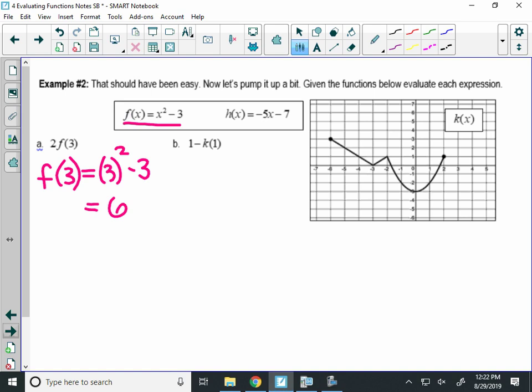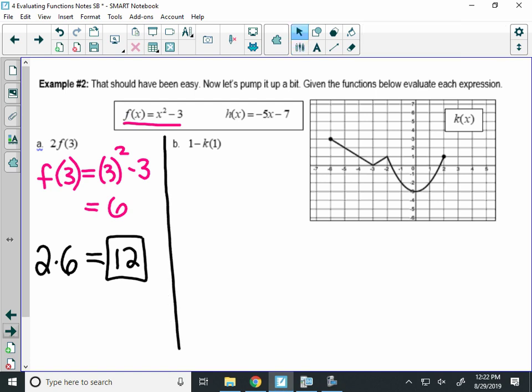So that's not our answer, though, because we are trying to find 2 times f of 3. Well, f of 3 equals 6, so what's the official final answer? 12. There you go. That one's not too tricky. I think the whole front is really not too tricky. All right, B, 1 minus k of 1.